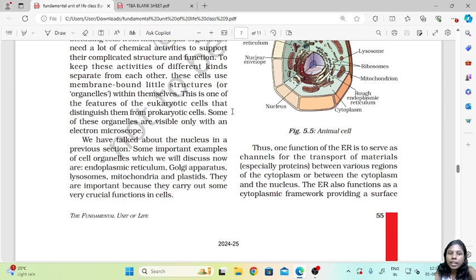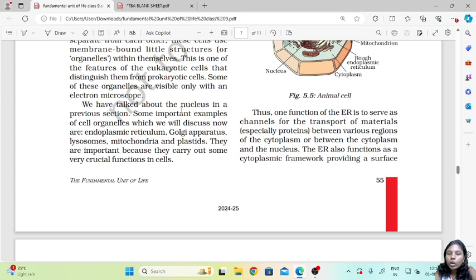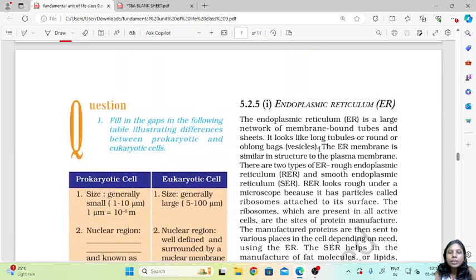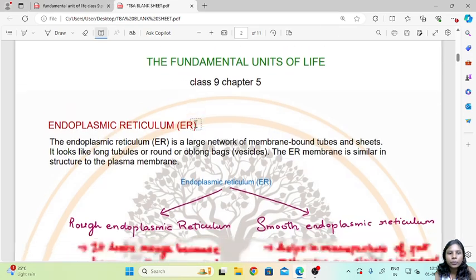Some of these organelles are visible only with the electron microscope. Some important examples of these cell organelles are what we are going to discuss in today's video. So in today's video we will talk about the endoplasmic reticulum, the Golgi apparatus, and the lysosomes. Let's begin with the endoplasmic reticulum.